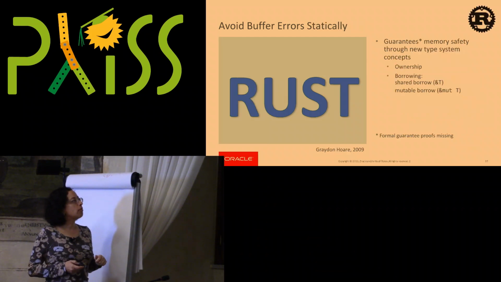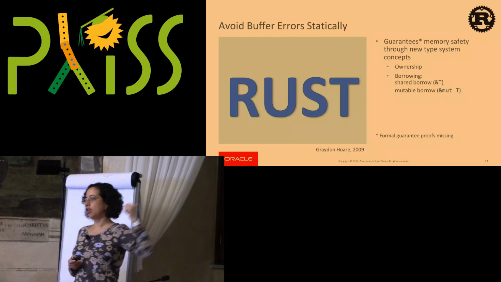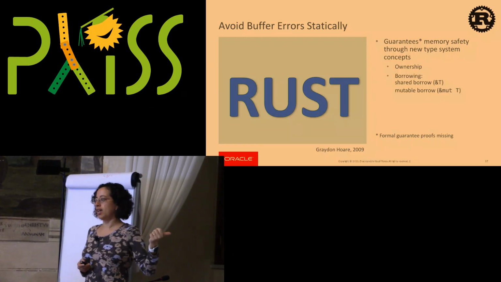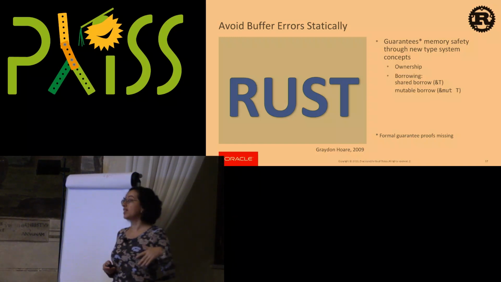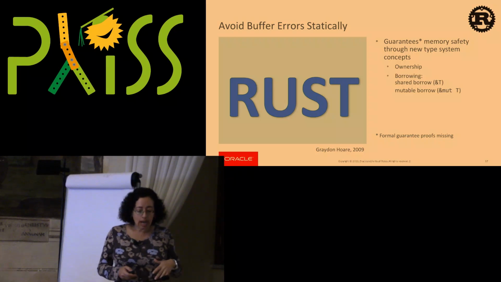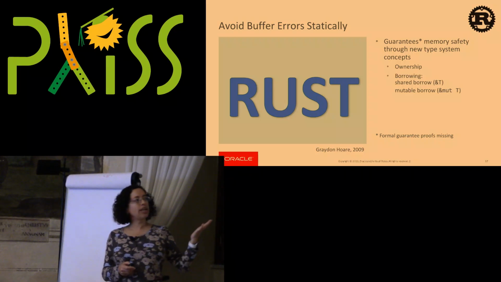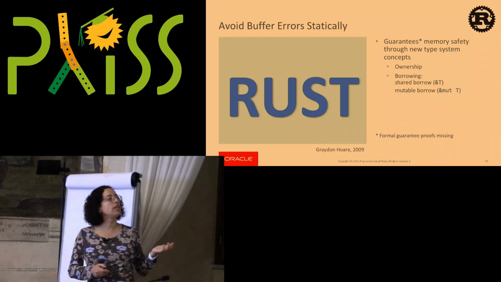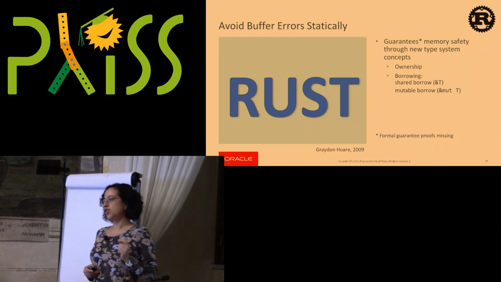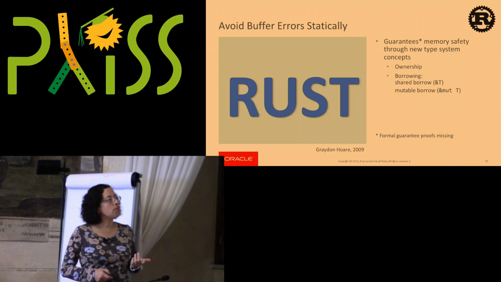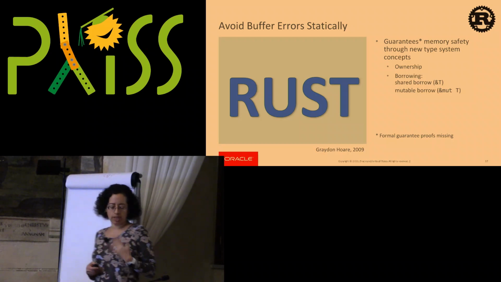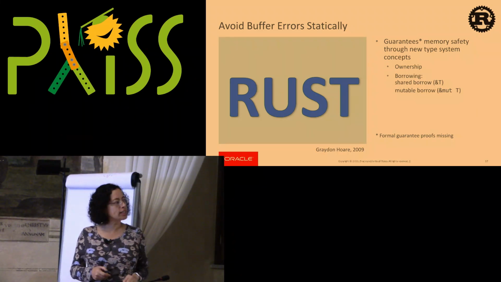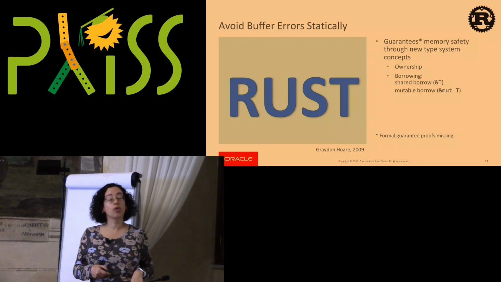Now, I want to focus more on one of the abstractions that you would be less familiar with, and this is the Rust abstraction. How to avoid buffer errors statically. Okay? What Rust has done is provide guarantees in terms of memory safety through making changes to the type system. And in their type system, they have the concept of ownership. That is a concept that comes from C++, and we'll have an example on that coming up. And they also have this concept of borrowing.